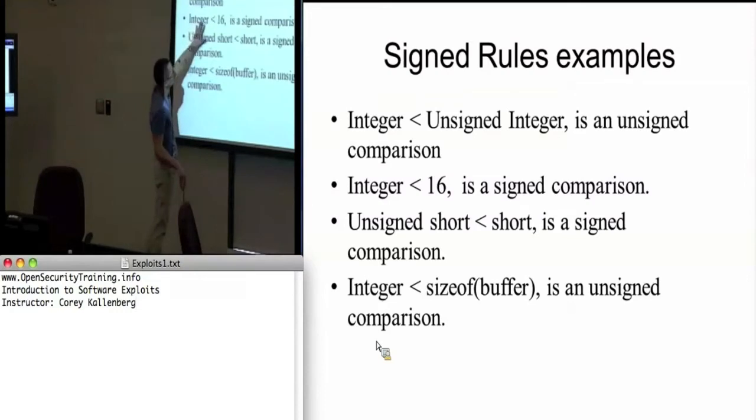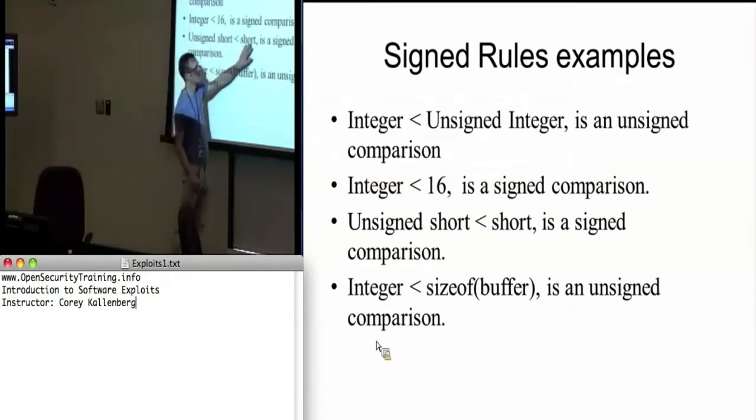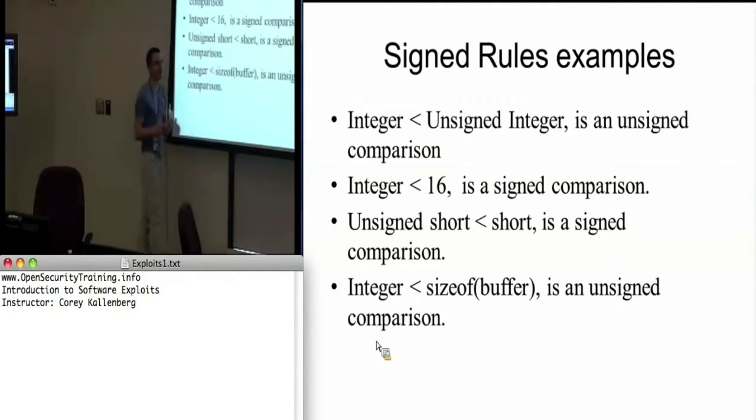Integer compared to just a constant like this, I believe it's because this is technically like a short value. But this counts as a signed comparison. Unsigned short compared to a signed short is signed. So already we're getting kind of confused because the rules are not uniform. You can see up here that signed and unsigned was unsigned, but now unsigned and signed is signed, right? So in some circumstances, the comparison could be treated as signed or unsigned, and it's not uniform.